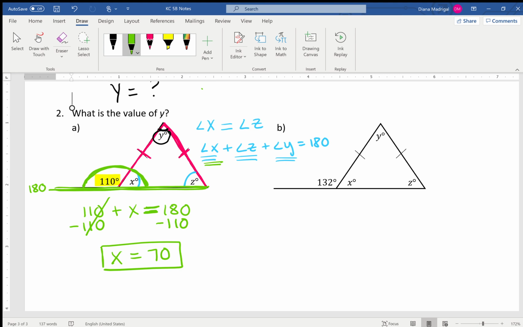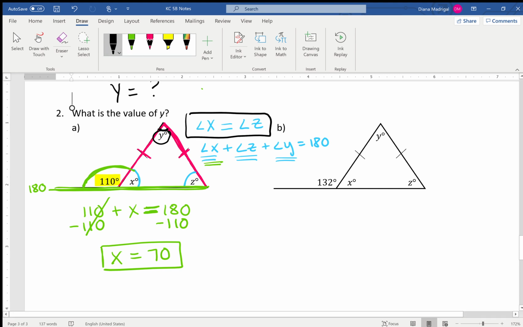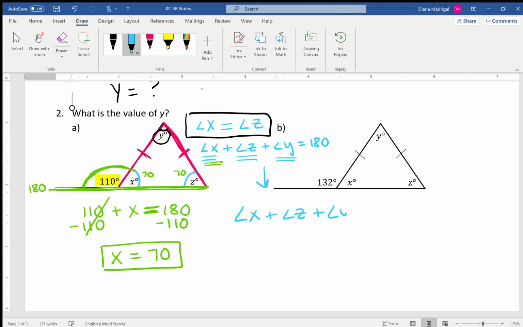However, let's go back to what I know about my triangle. Remember I said that angle x equals angle z? So if this angle is 70, that means z is also 70. That means I already have two numbers to solve the equation. Let me rewrite the equation right here, so I have space to write on. Now I'm going to use that equation to solve for y.